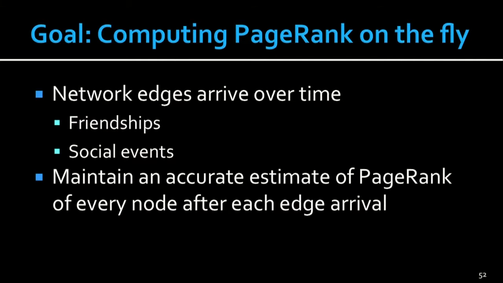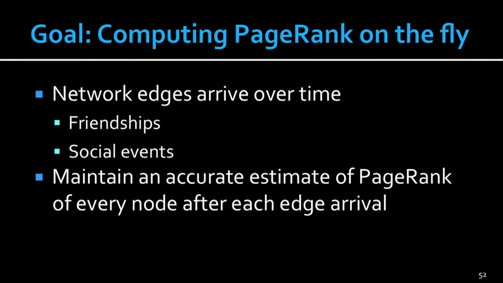What is a social event? Someone tweets something, there is a link in the tweet, and someone else clicks on the link. We can consider that click an edge from the person who clicked on that link to the person who tweeted it. If you imagine these social events, they happen at very, very high rates on a network like Twitter. And the goal is to maintain an accurate estimate of the PageRank of all the nodes as soon as any edge arrives. So it's a pretty challenging problem.